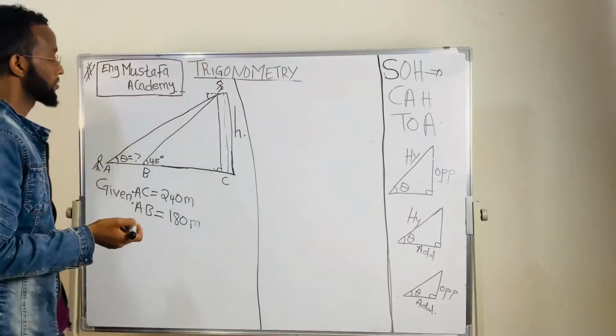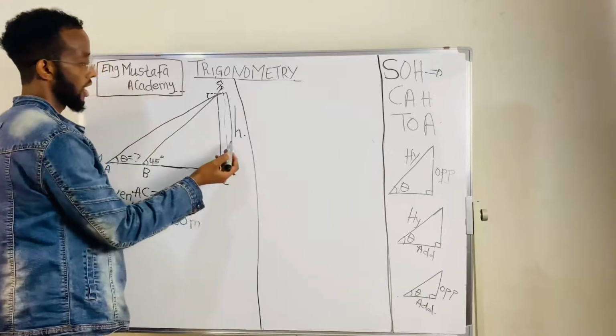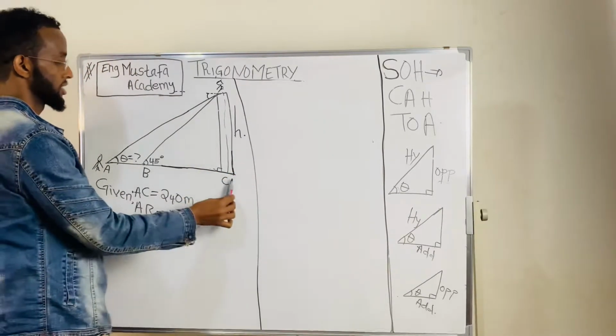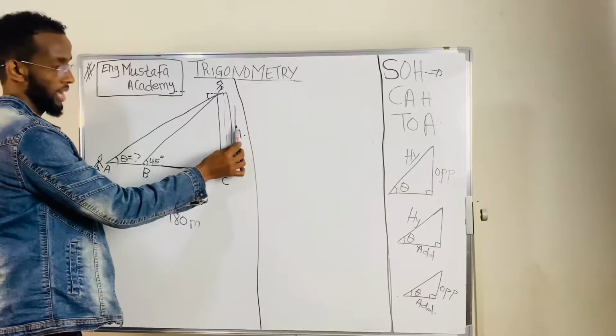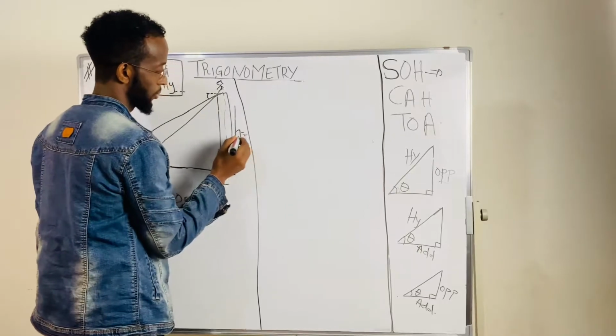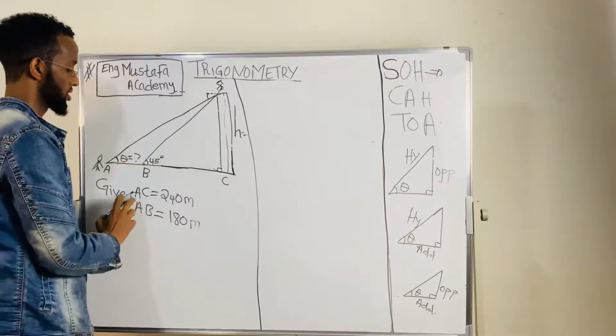Good. How can we find this angle of elevation? Still, we don't have the height, which is opposite. Then how can we find this angle? That means we can use adjacent. Then we also have opposite, because opposite we have to find it, which is h here, and adjacent will be A to C, which is given here.